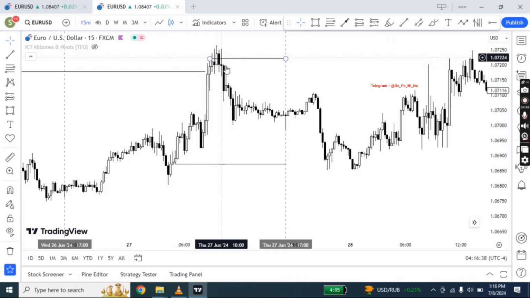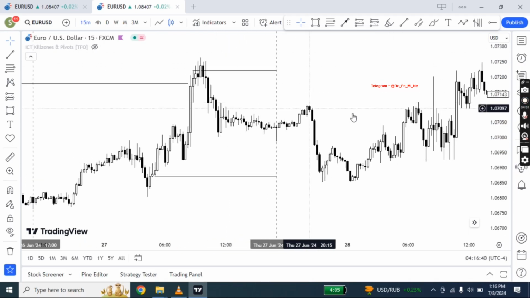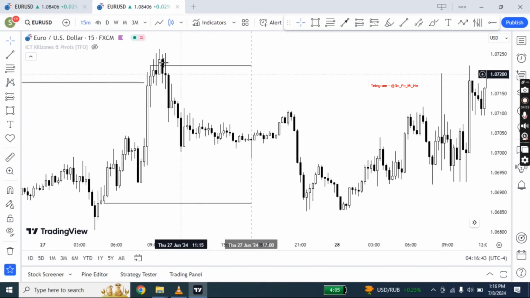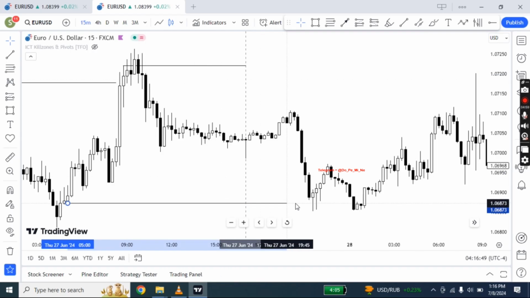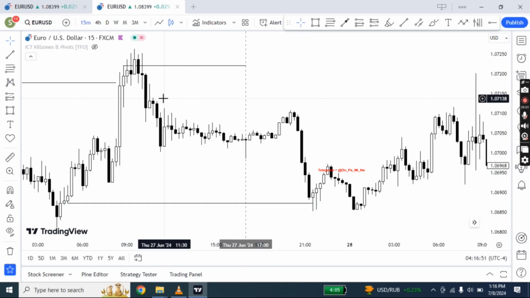But obviously I couldn't just short right away, right? I had to first wait for a confirmation and wait for my entry model, which is basically a model 1 entry which formed right here, and I traded that. This is how you use time frame alignments in the correct way.